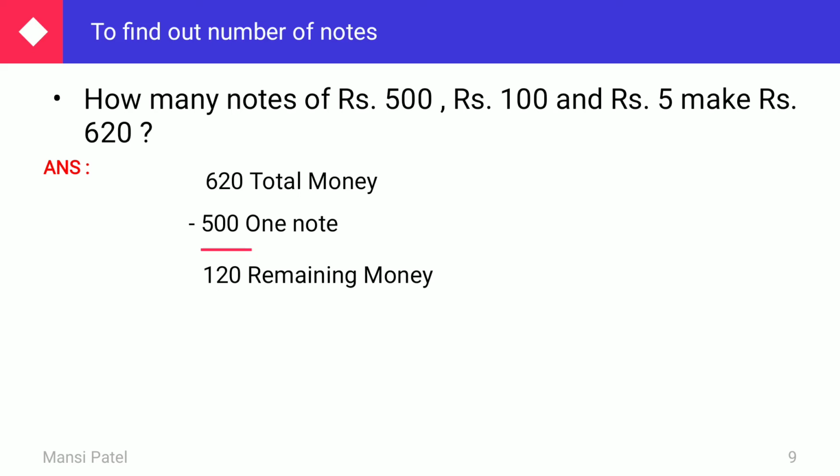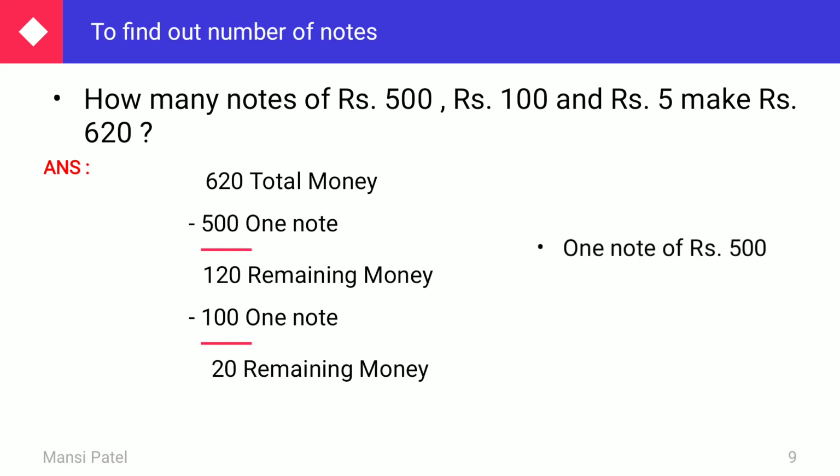Now after that we are not supposed to use rupees 500 notes. So which note do we have to use? We have to use the notes of rupees 100. So we subtract the note of 100 from 120. After subtracting, the answer is 20 rupees. Now to make the 20 rupees, how many notes of rupees 5 are required?